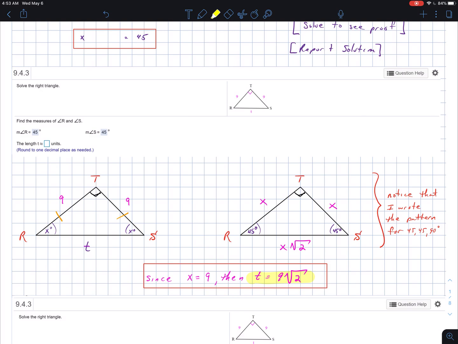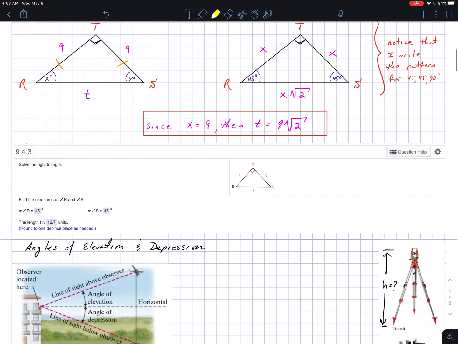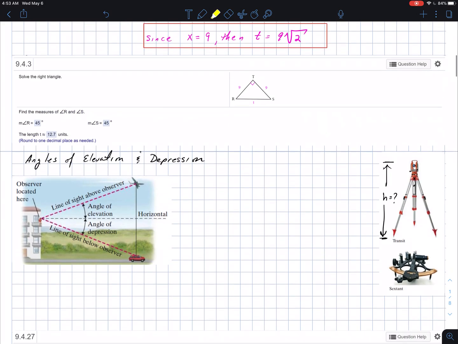Okay? So don't forget your patterns for the special right triangles. Okay, and you can see here that I've put everything together, and I even did the calculation out. Okay, so you could see that we were right.